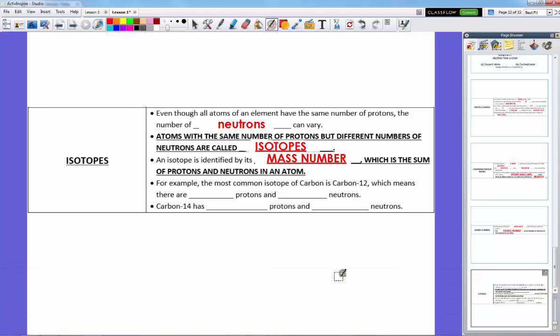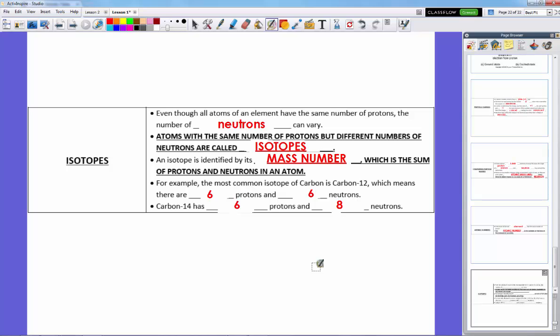For example, the most common isotope of carbon is carbon-12, which means that there are 6 protons and 6 neutrons. Because you add the 6 protons and 6 neutrons, it gives you 12. That's the total mass. Now, an isotope of carbon is carbon-14. We know it's going to have 6 protons because it's carbon. If it has more than 6 or fewer than 6, it's not carbon. So all you do is take the number 14, subtract 6, and that's how many neutrons you have. You have 8 of them.